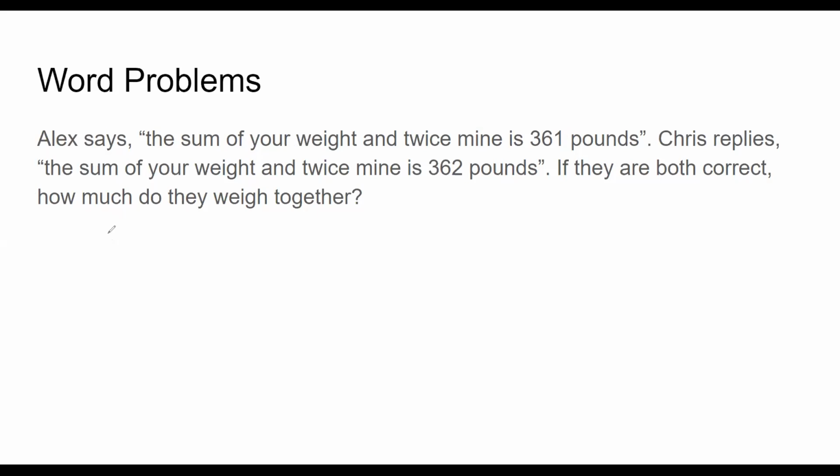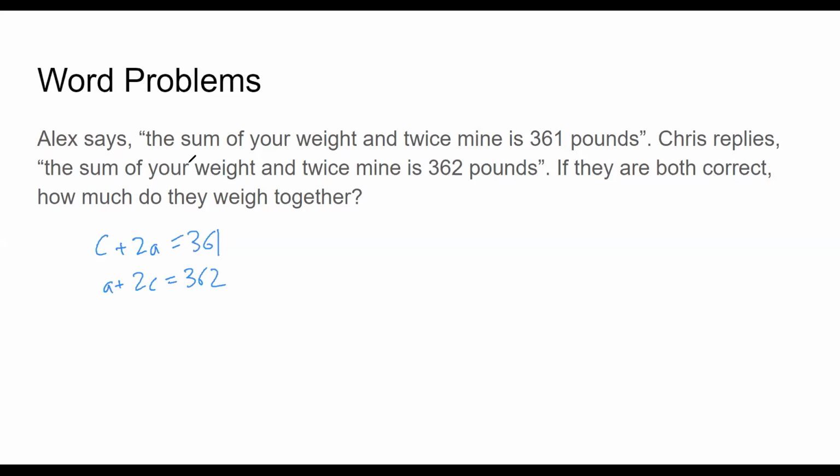So who wants to take a shot at this problem? First step is defining variables as always. So can we say C plus 2A is equal to 361? So you're saying we're defining C as Chris's weight and A as Alex's weight, right? Yeah. And then that's equal to 361, and A plus 2C is equal to 362. That's correct. That's exactly right.